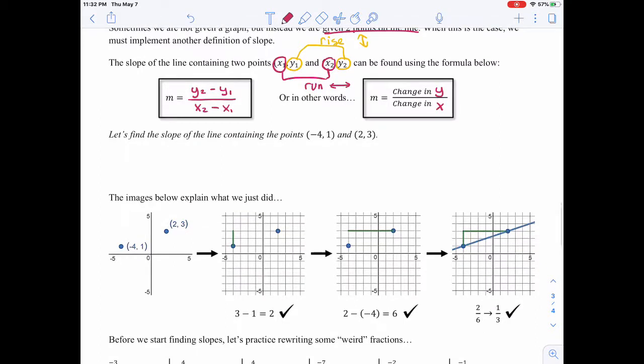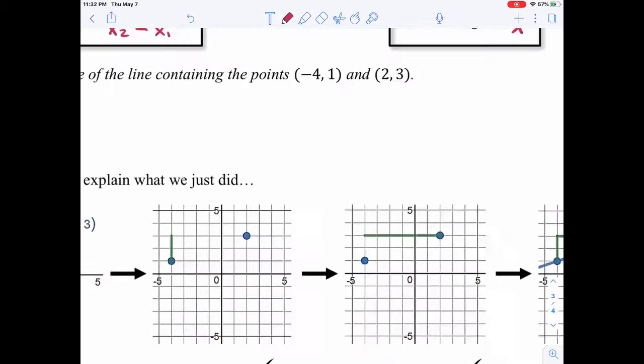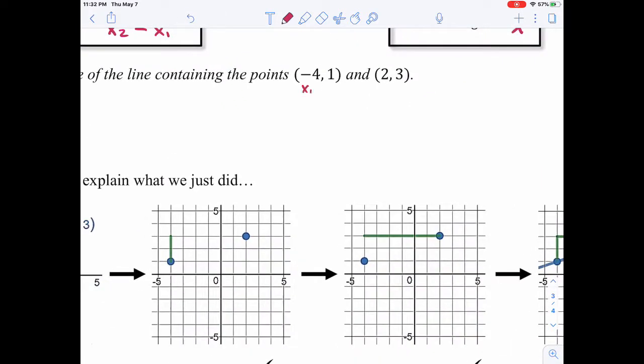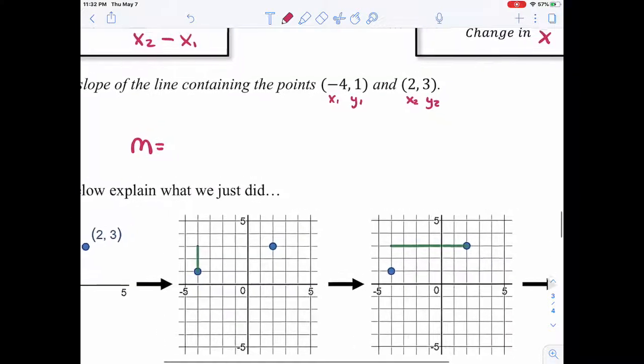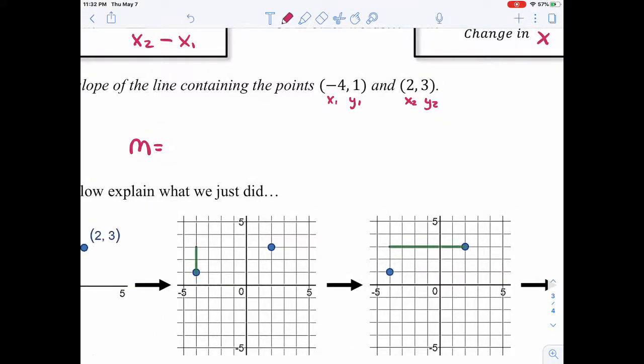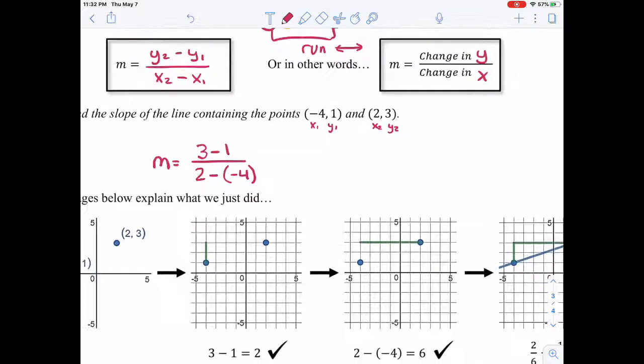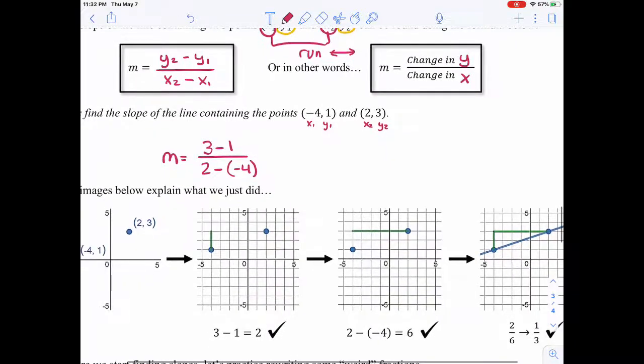So for this first example here, we're going to find the slope of the line with these points. So I'm going to go ahead and label, this will be my x1, y1, and this will be my x2, y2, okay? So again, using that new formula here, we want our change in y, so y2 minus y1. So I'm going to take 3 minus 1 on my top, and then for my change in x, I'm going to do 2 minus negative 4. Okay, and I'm going to put that negative 4 in parentheses here just so I don't mess up my signs.